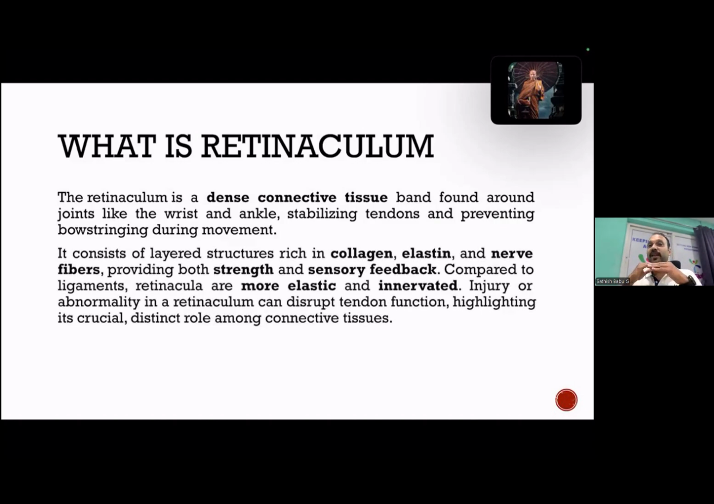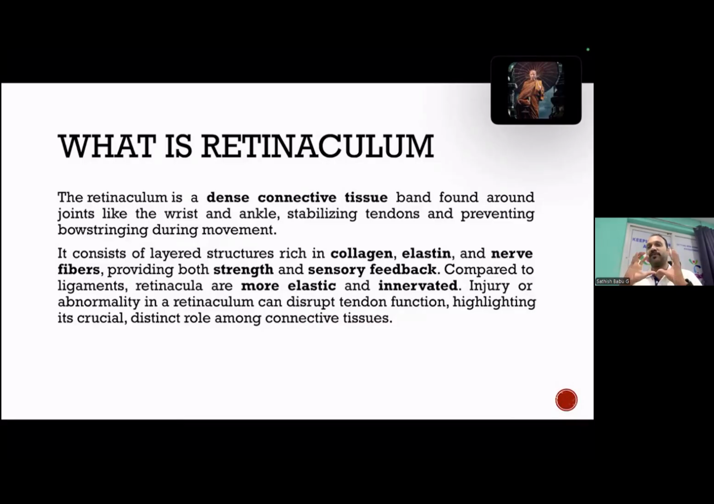So it consists of layers of structures rich in collagen and elastin. So in tendon, you saw there was very little elastin around them. So mostly it's collagen and there are other components. But in the ligament, there was collagen as well as some amount of elastin, which gives a little bit of allowance; even though it's strong, it can move a little bit. But the retinaculum has more elastin, and there are also a lot of nerves present in the retinaculum.